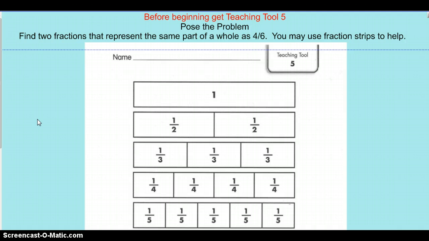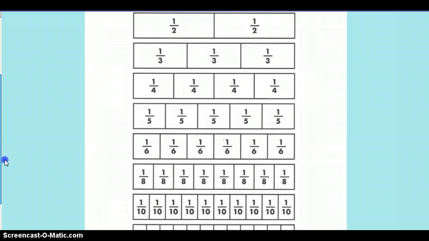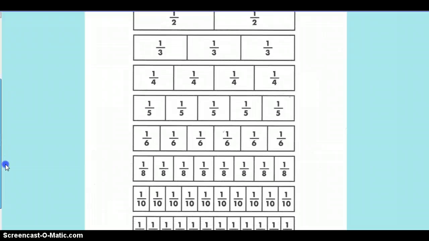Before beginning, get Teaching Tool 5. Pose the problem. Find two fractions that represent the same part of a whole as 4/6. You may use fraction strips to help. So here's our fraction strips. I'm going to go ahead and lower it down to where I have the 1 right there so I can get a good look at them.